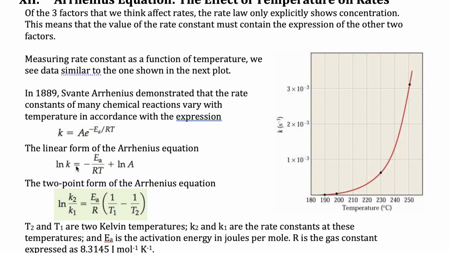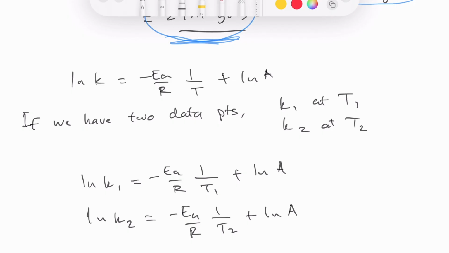You can rearrange it if you have exactly two data points, meaning that you have rate constant 1, or k1, when you're doing the experiment at temperature 1, and rate constant 2 when you're doing the experiment at temperature 2. You can rewrite the Arrhenius equation into something I call the two-point form of the Arrhenius equation. So let me show you how to derive that two-point form using the linear form of the Arrhenius equation, which is shown right here. As I said, we're going to have rate constant value 1, or k1, at the first temperature, T1, and then rate constant 2 at temperature 2.